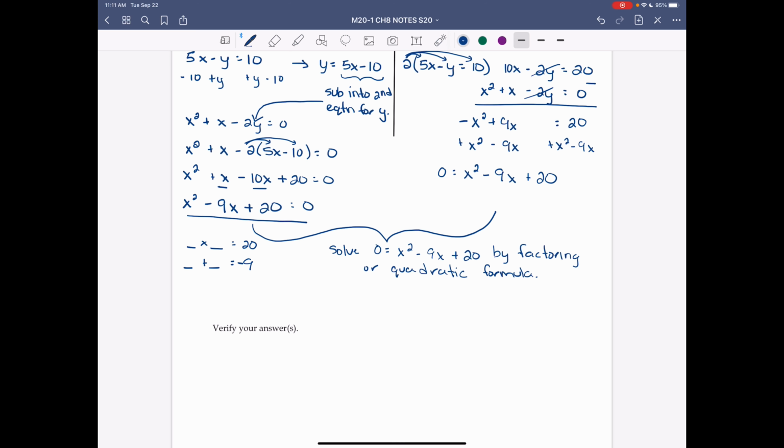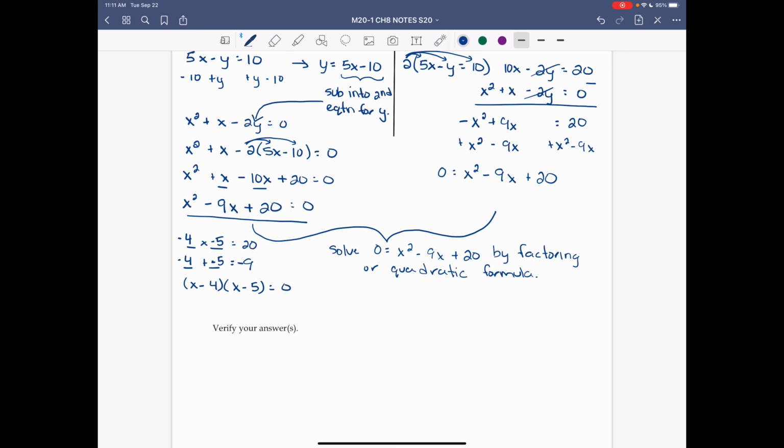So if 4 times 5 equals 20 and 4 plus 5 equals 9, then negative 4 times negative 5 equals 20, and negative 4 plus negative 5 adds to negative 9. Those would be my numbers. Then I can write my factored form: x minus 4 times x minus 5 equals 0. Then I can get my x values.